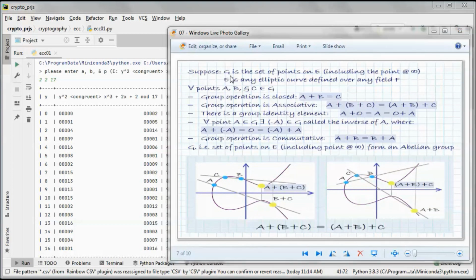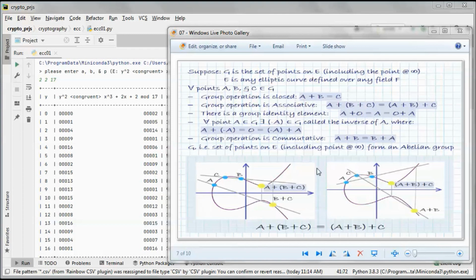Now suppose that G is a set of points on E, including the point at infinity, and E is any elliptic curve defined over any field F. So for all points A, B, and C in G, the group operation is closed, meaning A plus B is equal to C, and all 3 points are in G. And the group operation is associative, so (A plus B) plus C is equal to A plus (B plus C).